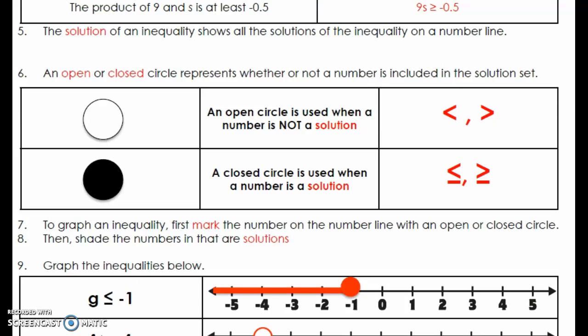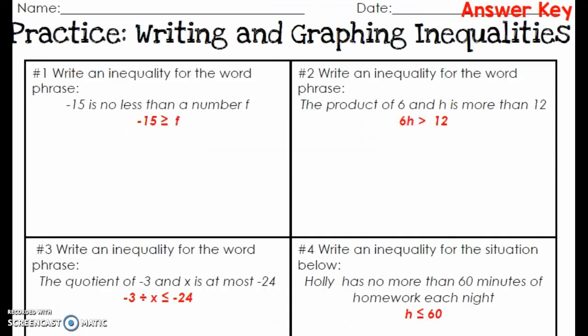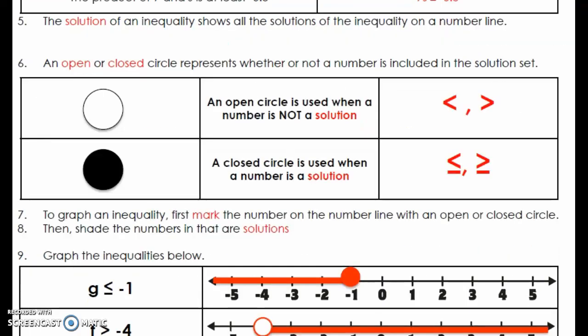If g is less than or equal to -1, don't forget, we just learned about that up here. If it has an equal sign underneath, this is how I remember it. The equal sign fills in the circle. So we fill in the circle at -1, and then g is all of the numbers less than this, so it's all of the numbers to the left. Make sure you write this on your paper because you're going to need to do this later.